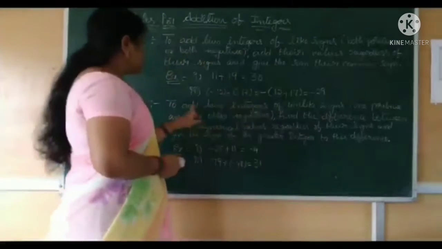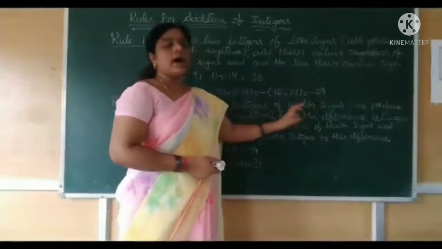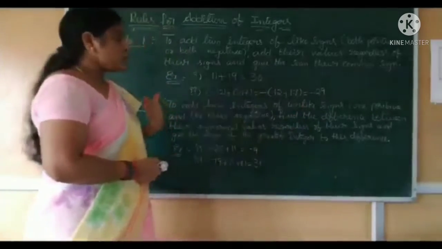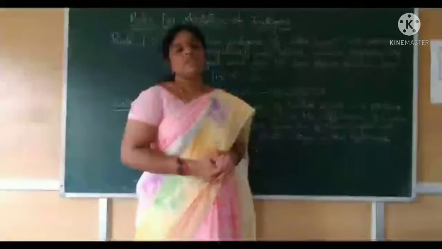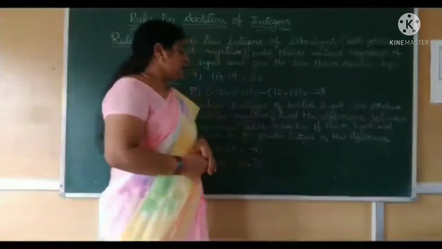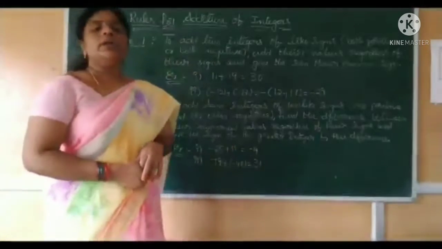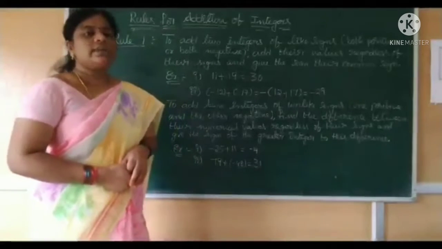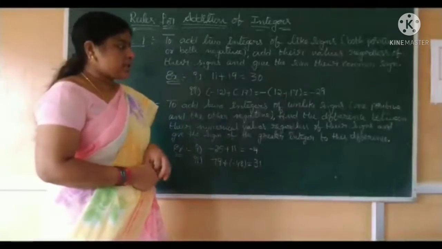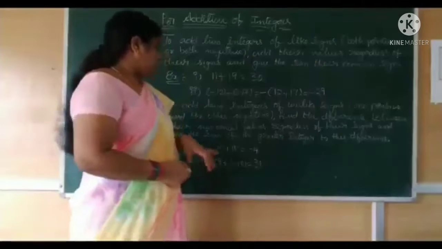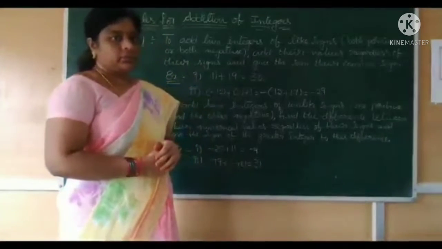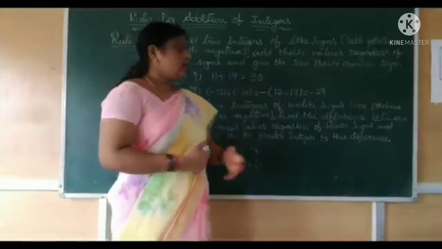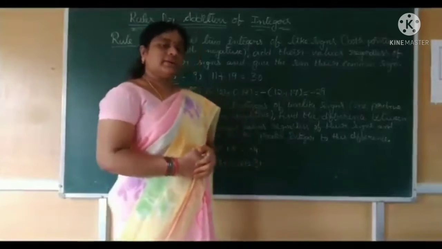See now. To add two integers of unlike signs, one positive and the other negative, find the difference between their numerical values regardless of their signs, and give the sign of the greater integer to this difference.